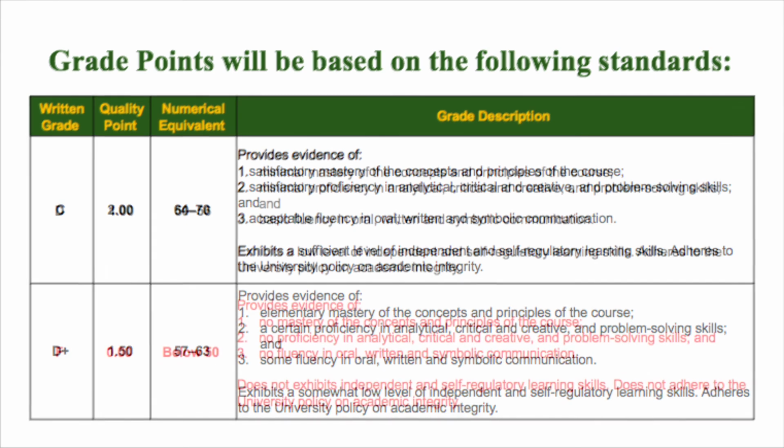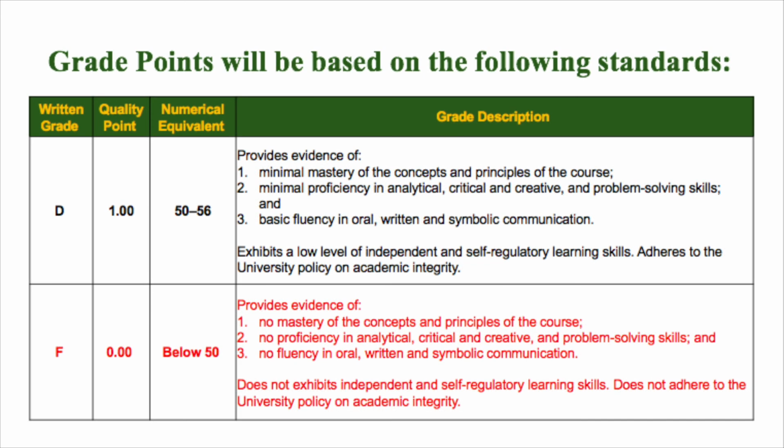And then we have D and F. These are the numerical and letter grades that we do not want to get at the end of the course. F is of course a failing mark. The passing is 50 and above. If you got below 50, that's considered an F.